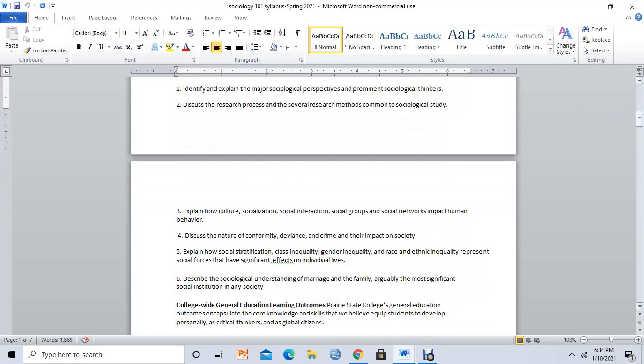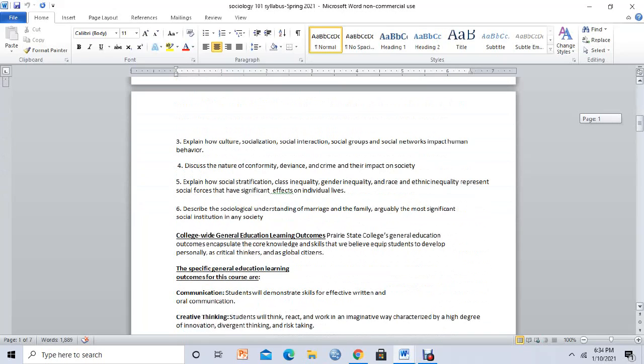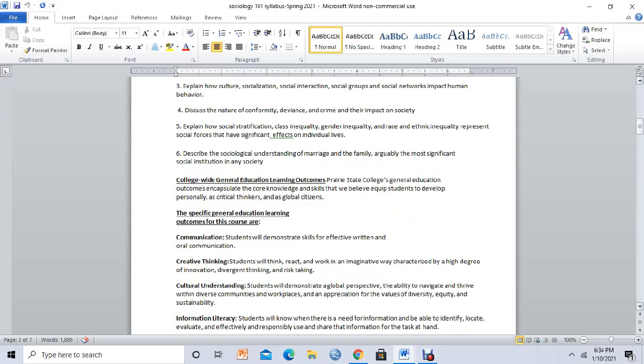Research process and research methods common to sociology today. It's a little bit about that. Number 3, we're going to talk about how culture, socialization, social interaction, social groups, and social networks impact human behavior. Social network is pretty much new as far as when you get into the social media type of things and the way we communicate. I was born in 1970, so I'm 50 years old. Back then, of course, we didn't have all the social networking sites that we have.